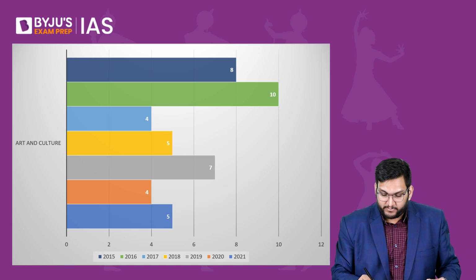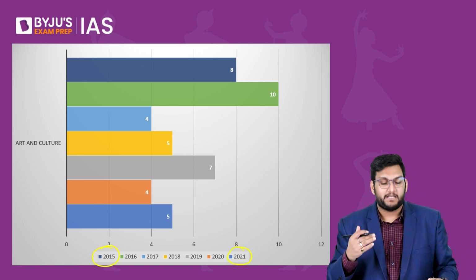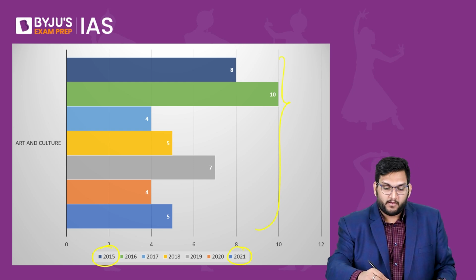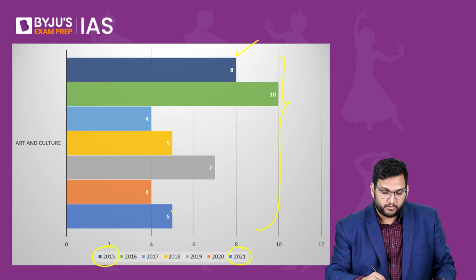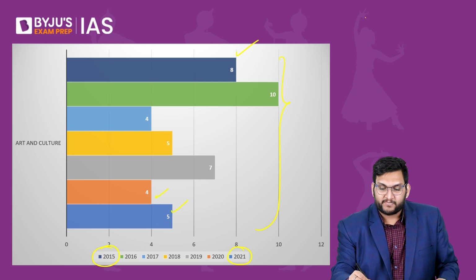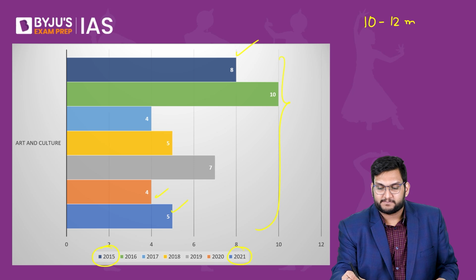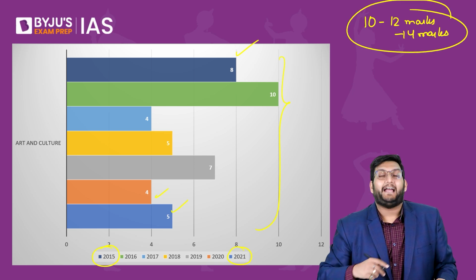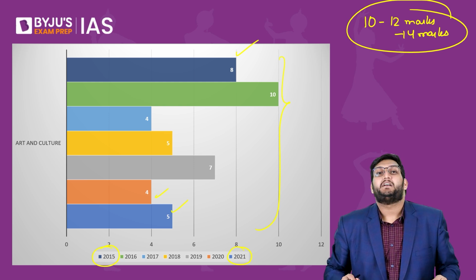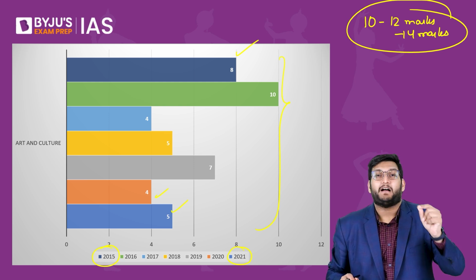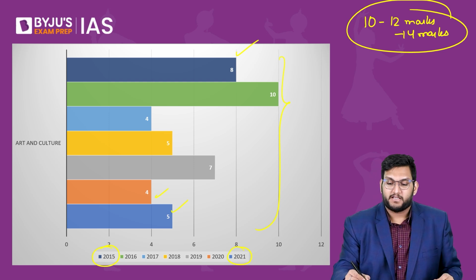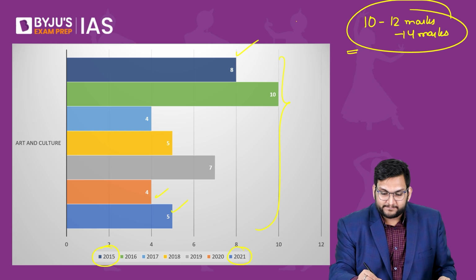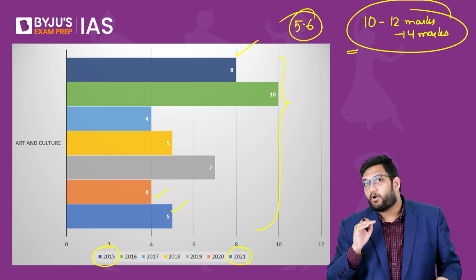So the pattern is, between 2021 and 2015, we have on average 6 to 7 questions coming through, from a high point of 8 and 10 to now 5 and 4. The point is at least 10 to 12 marks, and as high as 14 marks is on the table. And as you know, in prelims, every mark matters, which means that even 1 mark is very, very important because that would mean you clearing the cutoff or not clearing the cutoff. So these 5 to 6 questions cannot be ignored.